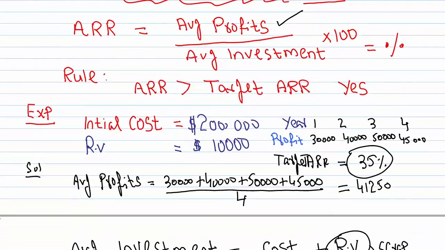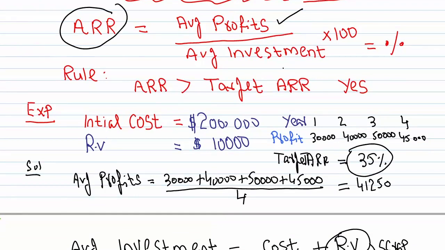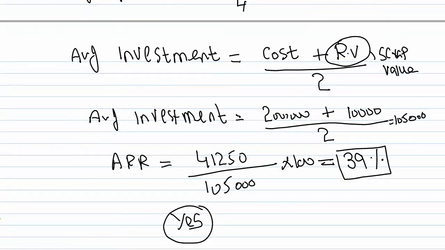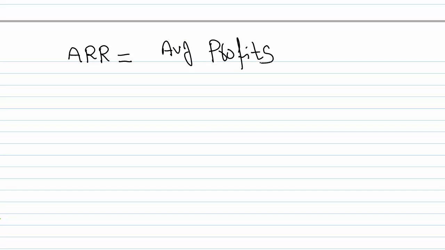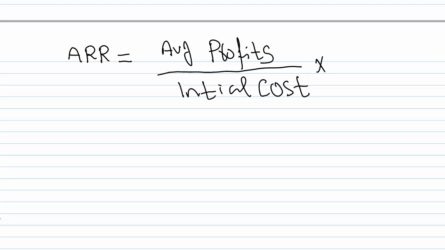Now, dear students, this accounting rate of return, which we have used here, is based on average investment. But there is another way to calculate the accounting rate of return. And in that formula, we calculate the accounting rate of return taking average profits divided by initial cost into 100 and you get the answer. And the rule will remain the same.